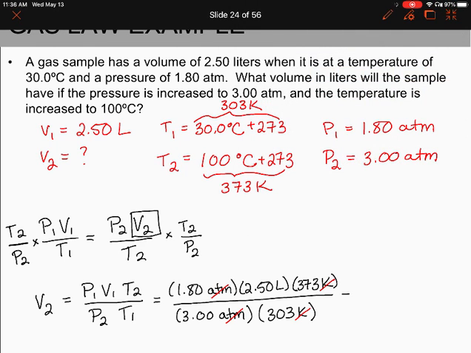All right, so let's plug this into our calculator. So we're going to multiply 1.8 by 2.5 by 373. And then we're going to divide that by 3 times 303. Okay, so what we should end up with is 1.85 liters. Okay. So our volume actually decreased from our initial volume.